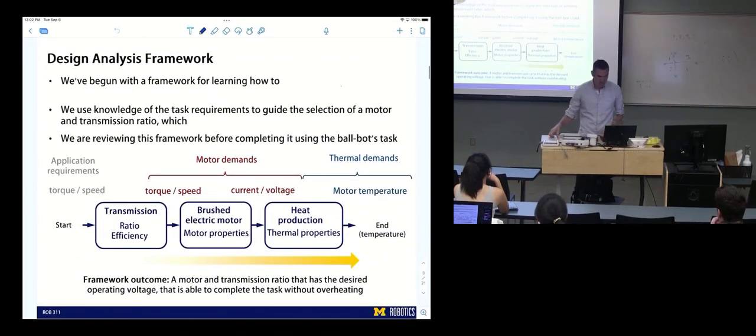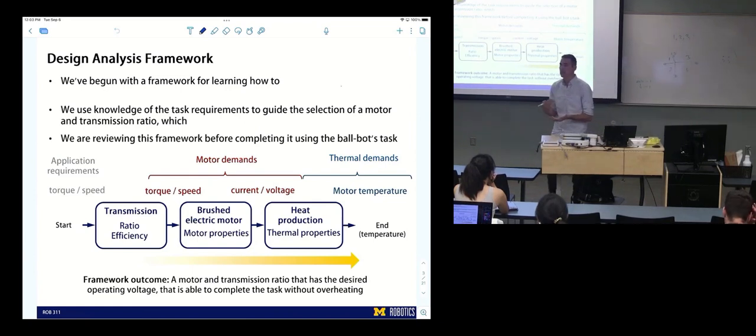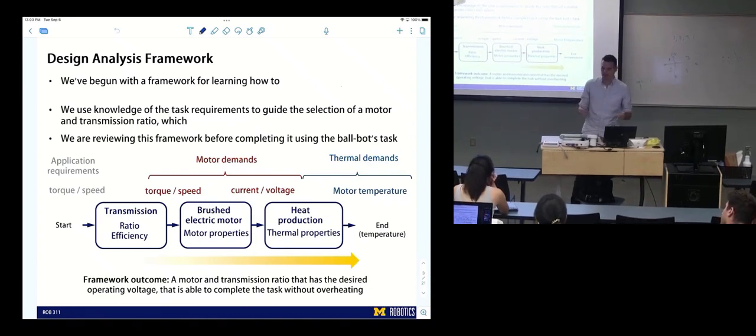So we've begun this class by learning this framework, which is how to spec a robot when we're thinking about the actuation system, so the motors and transmissions. Those things are especially important for robots that move in the environment and carry their power sources. They want to be lightweight and efficient, so they're assessing the actuator, and the transmission ratio has a lot to do with that.